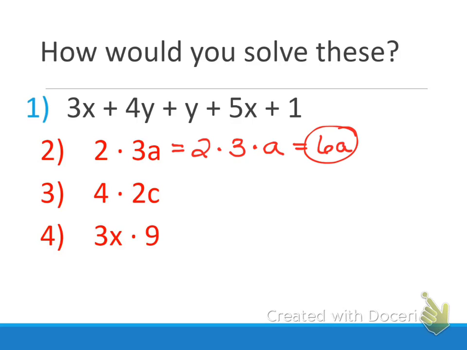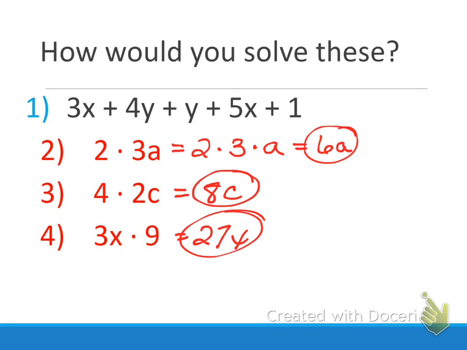Now, we did that the long way, but what I wanted you to see is that when you have a number next to a letter and something multiplied by it, you can just multiply the two numbers together. Does that make sense? So what's the next one? 4 times 2C is 8C. And then 3X times 9 is? 27X. Very good, 27X. Doesn't matter which order it was in. Okay, so far so good.